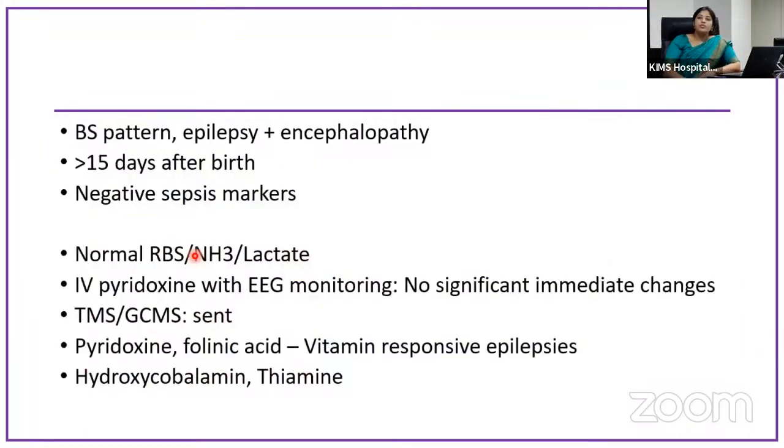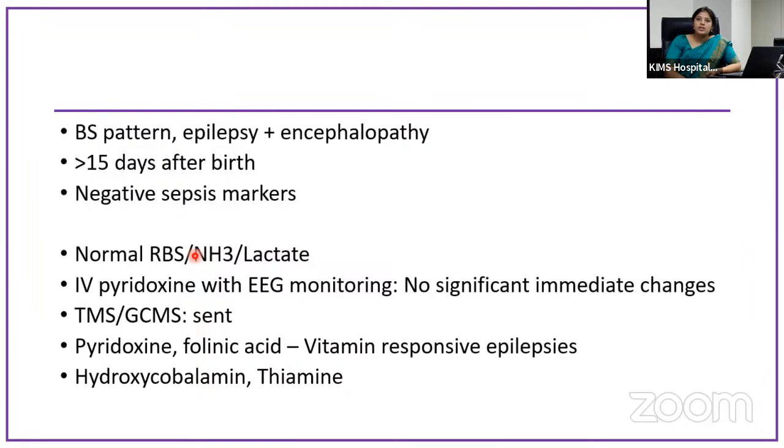So now we have a child who has a burst suppression pattern, has epilepsy and encephalopathy, which presented more than 15 days after birth, and we have negative sepsis markers. So we went ahead and did all the neurometabolic markers. The RBS was normal, ammonia and lactates were normal. IV pyridoxine was given with EEG monitoring, considering vitamin responsive epilepsies. There were no significant immediate changes in the EEG.